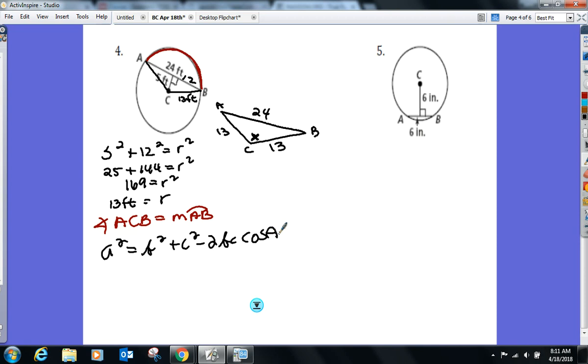Anybody remember what the first side you plugged in was? 13, 13, or 24. Which one did we need to plug in first? The one across from the angle we're working with. If we're working with angle X, what's the side across? 24. So 24 squared equals the other 2 sides, 13 squared plus 13 squared minus 2 times 13 times 13 times the cosine of X.